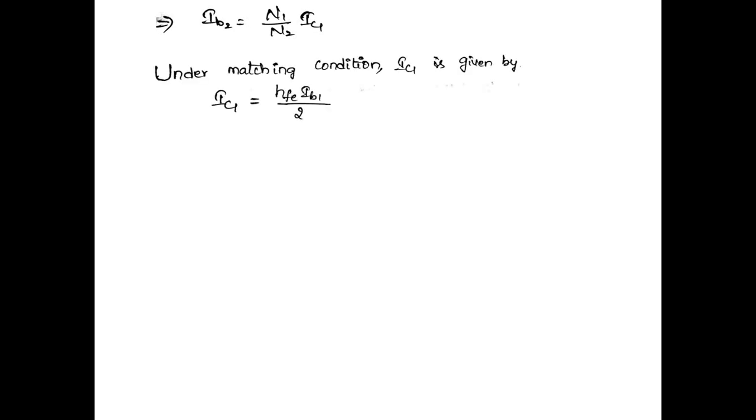From this we can write the formula: Ib2 is equal to N1 divided by N2 into IC1. If we have a matching condition in the circuit, then IC1 is given by the basic formula for HFE: HFE is equal to IC by IB, so IC is equal to HFE into IB. Under matched conditions it is exactly half, so IC1 is equal to HFE into IB1 divided by 2, which is an average. Simply substitute this IC1 in Ib2, and Ib2 becomes N1 by N2 into HFE into IB1 divided by 2.